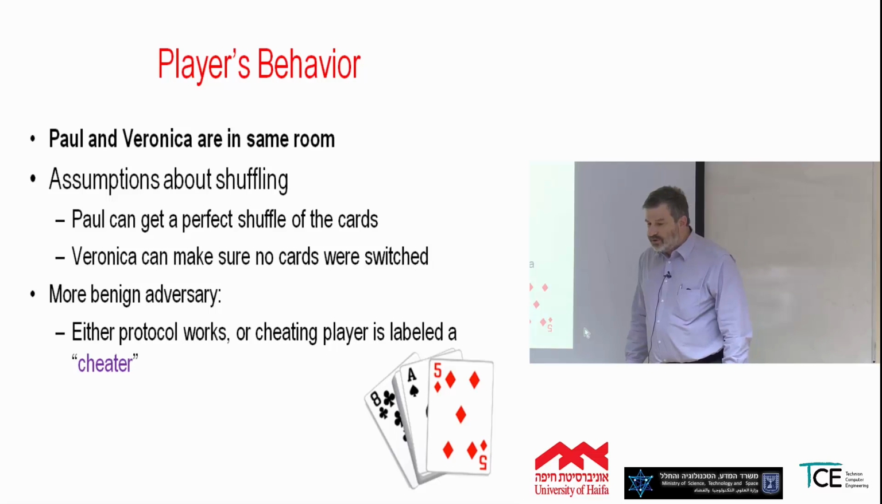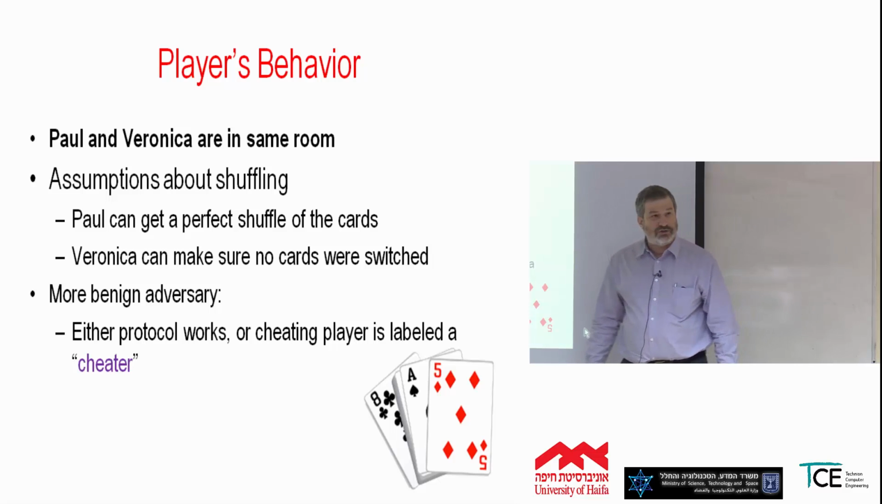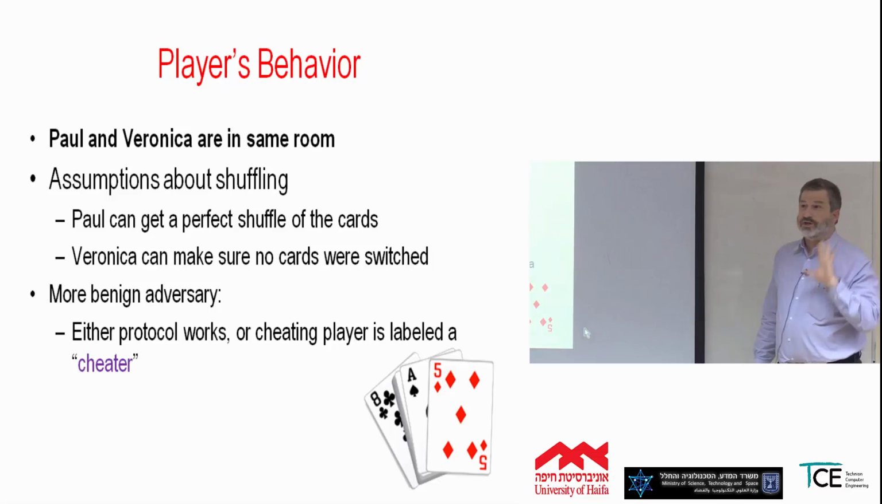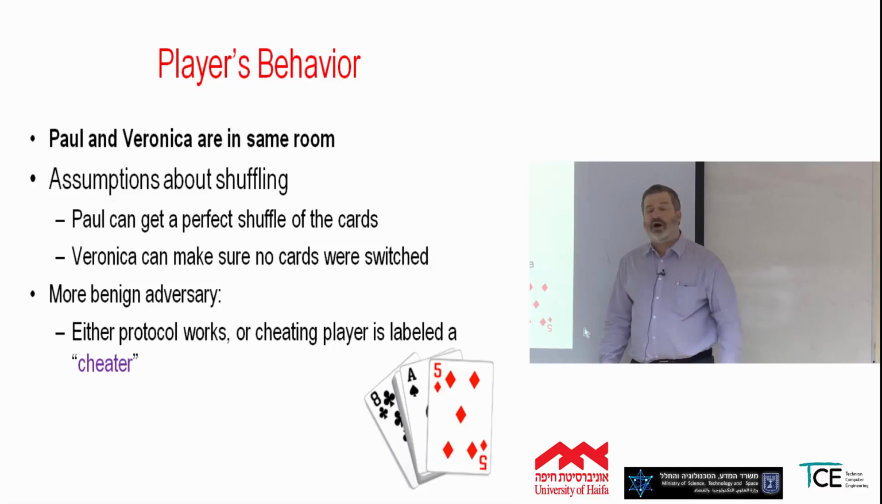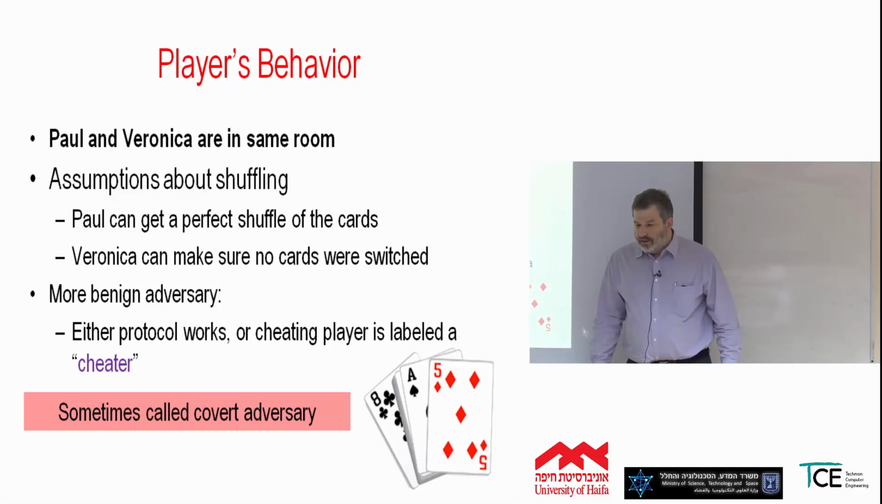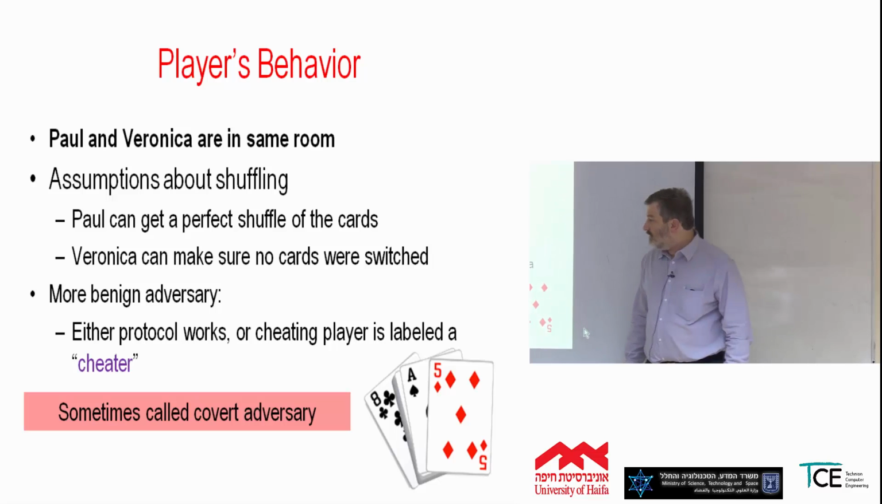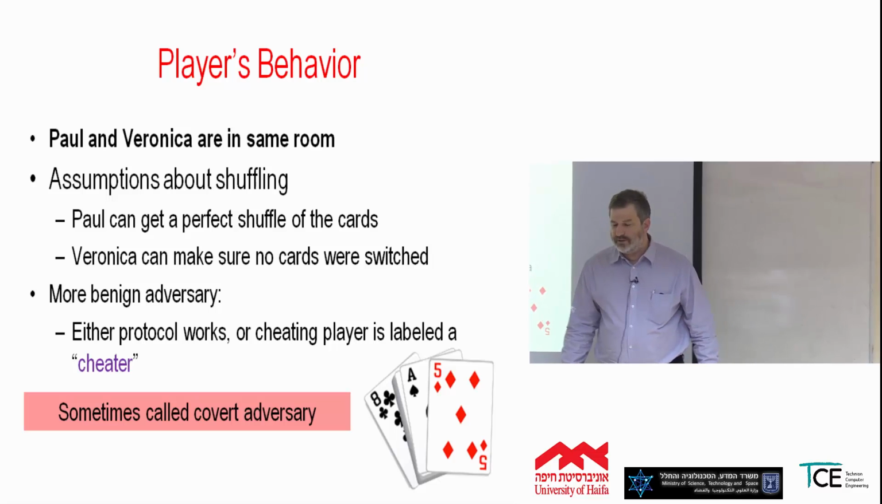And we're assuming a more benign adversary than we want. We're assuming that either the protocol works or the cheating player is labeled as a cheater. So perhaps Veronica will learn something she shouldn't have learned, but Paul will know that she didn't act properly and will know not to play with her in the future or something like that. Usually we want her not to be able to do it at all, but for our purposes it will be good enough that if she's a cheater, she's caught as a cheater. Sometimes it's called a covert adversary, but that's not important.